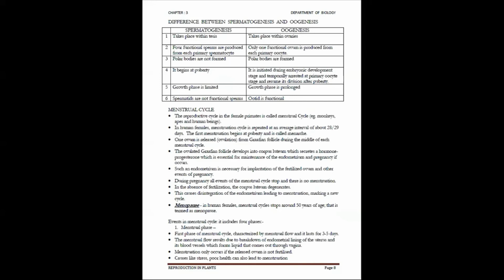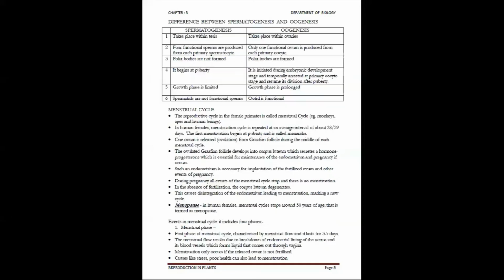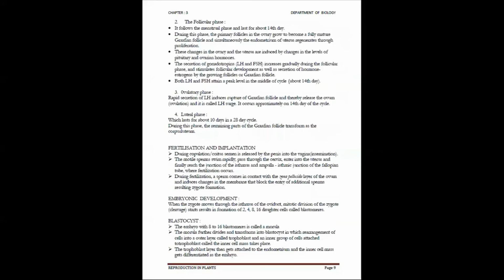Moving on to menstrual cycle, this can also be asked for explanation, or sometimes they would ask for the hormones present here, or they would ask for the definition of ovulation, so many. And then they would ask for menopause definitions. And then moving on to events in menstrual cycle, yes, this is for 5 marks. The 4 phases you have to mention and give the explanations also. The first phase is menstrual phase, second is follicular phase, third is ovulatory phase, fourth is luteal phase.